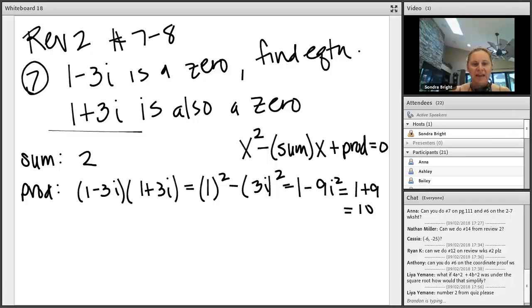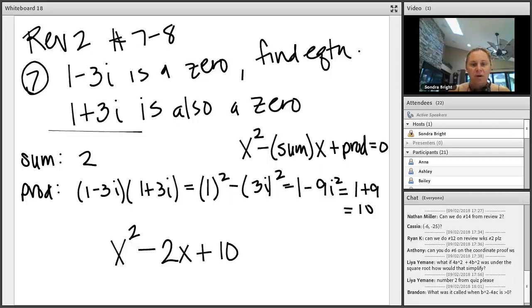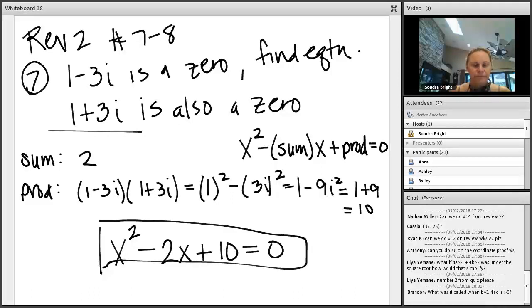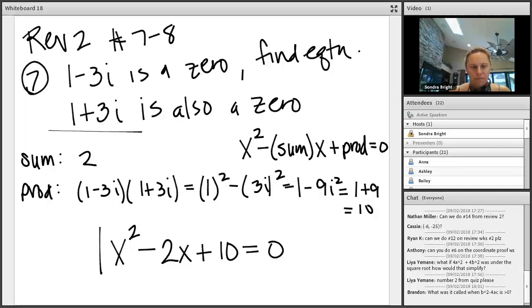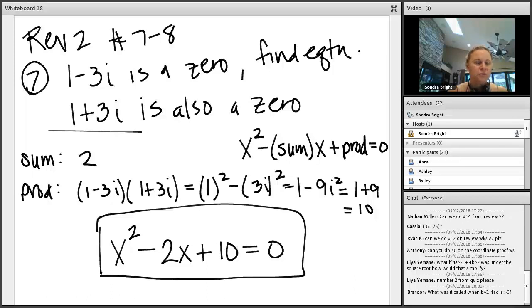And so plugging that in, your quadratic equation, don't forget your equal 0, will be x squared minus the sum times x plus the product equals 0. Don't forget the equal 0. Don't lose points because we ask you for an equation and you don't give us an equal 0.